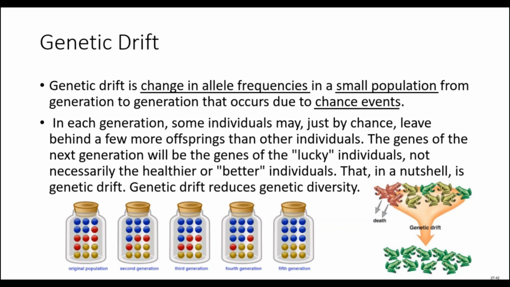Then we studied another cause of genetic diversity. First one is mutation. The next one is genetic drift. Genetic drift is basically a change in the allele frequencies within a small population from generation to generation that occurs due to chance events.